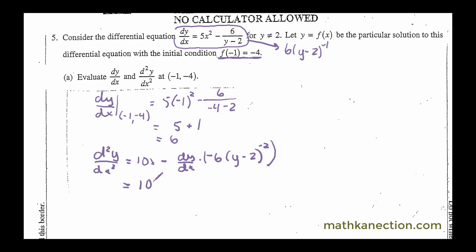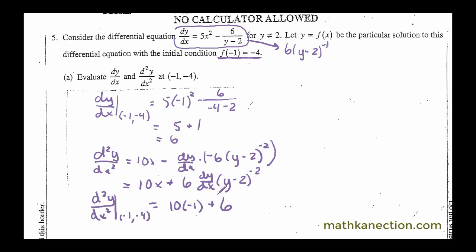So then that just simplifies to 10x plus 6 dy/dx multiplied by (y minus 2) to the negative 2. Then replacing in the point (-1, -4), so that second derivative at the point (-1, -4), dy/dx was 6, and then we can simplify to get negative 9.